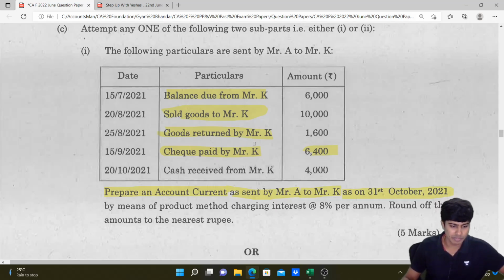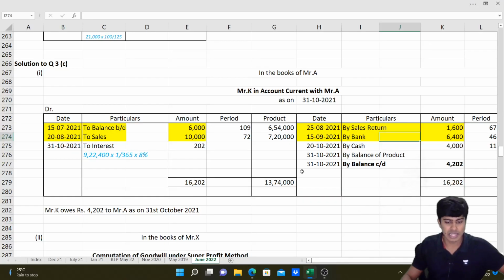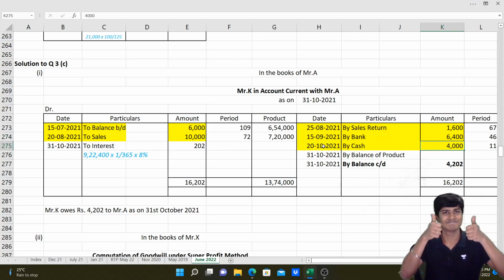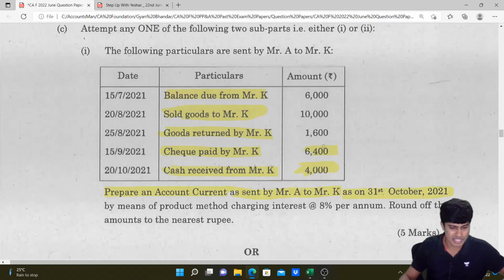20th of October 2021. Cash received from K 4,000. When we receive cash from K 4,000, what is the entry that we should write? Cash account debit to K. So this is like our K account. So here I'll write by cash account 4,000. I hope you all got this. Then that's it. All the transactions are done.